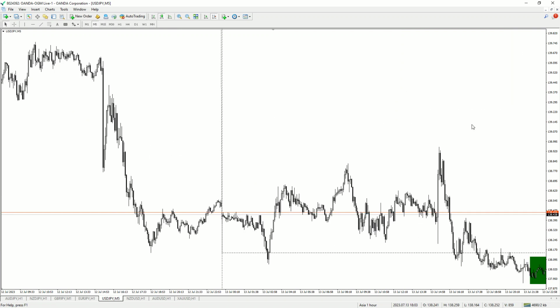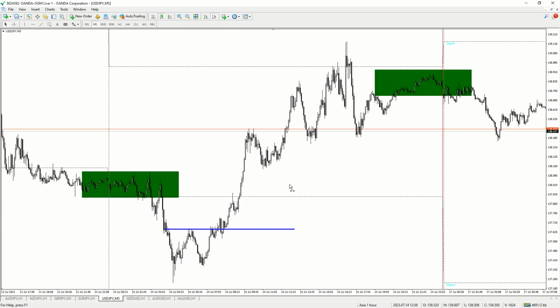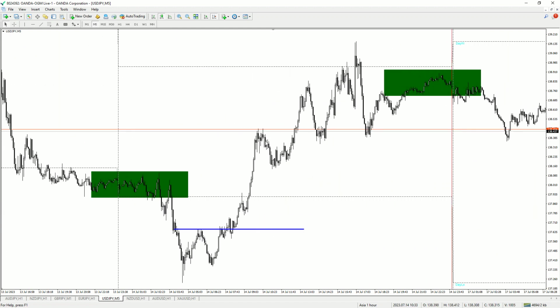Let's go to 5 minutes, just want to see something. Okay, 1, you see, 1 they pull back, 2 they pull back, and then 3. This is 3 pushes.